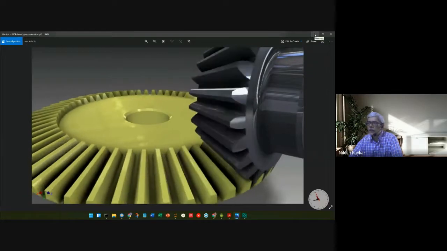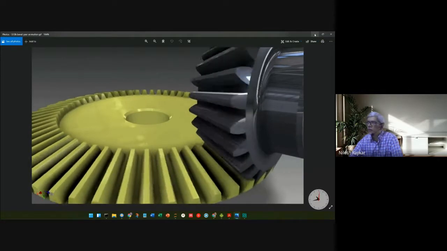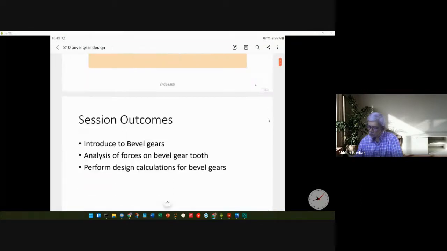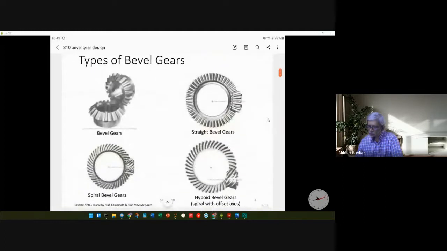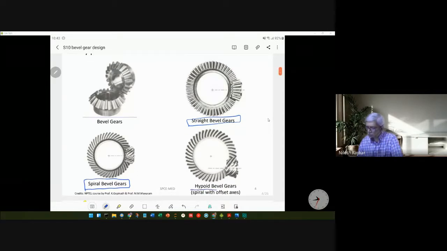Now let's move into the different types or classification of bevel gears, which I want you to read through in the textbooks. I will not be covering that part. So we have seen this. There are different types of bevel gears. What we saw in the animation were the straight bevel gears, where the gear teeth are straight. There are other types of bevel gears known as spiral bevel gears and hypoid bevel gears.